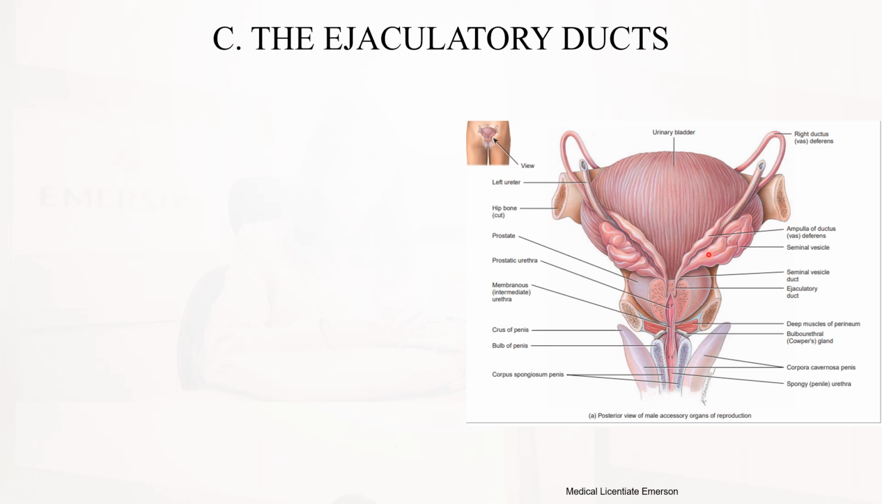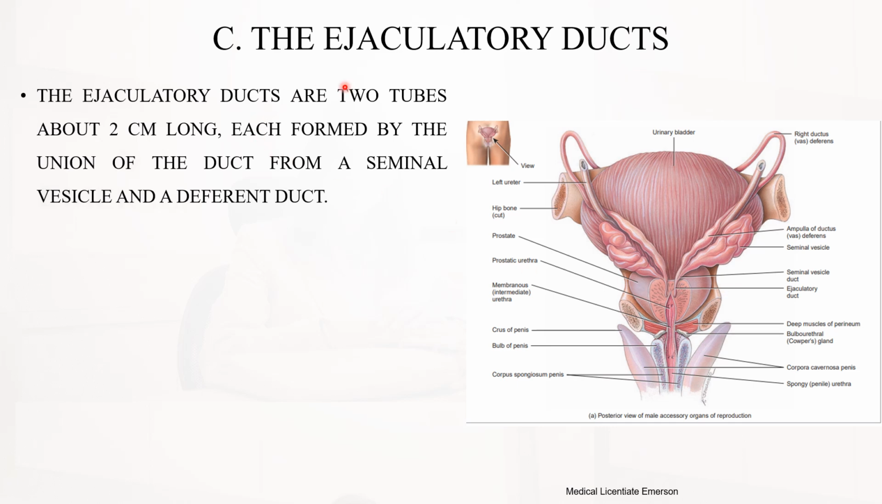The next structure is the ejaculatory duct, which is just below the seminal vesicle. The vas deferens and the seminal vesicle duct join together to form the ejaculatory duct. The ejaculatory ducts are two tubes about 2 centimeters long, each formed by the union of the duct from a seminal vesicle and a vas deferens.